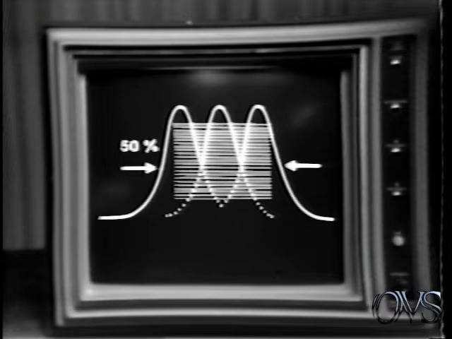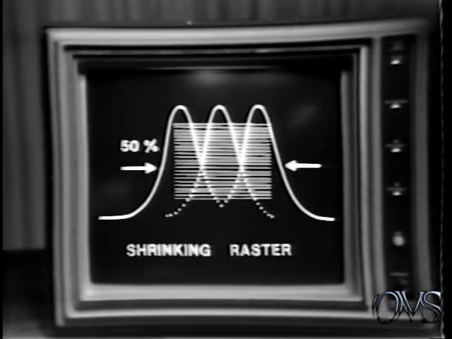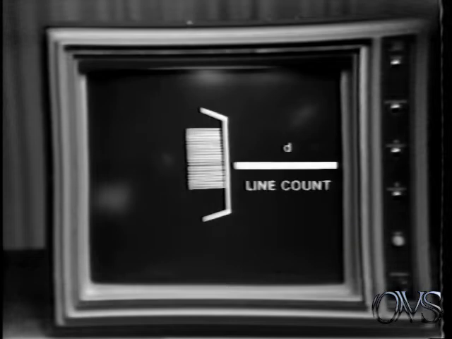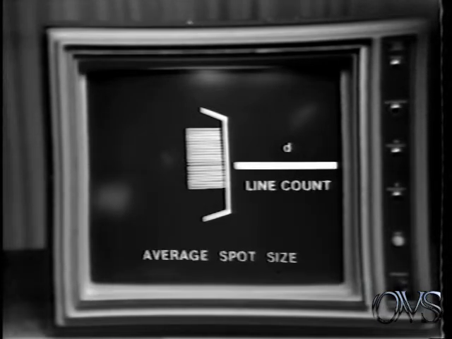This is called the shrinking raster method of measuring spot size. A raster, having a known number of lines, is reduced in size until the lines can just be distinguished from each other. Then, the size of the raster is measured and divided by the total number of lines. The result is the average spot size of the display.